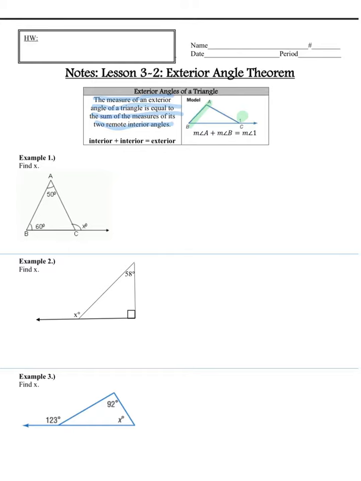Alright, example number 1 says find x. And so we are going to look at those two remote interior angles. Those two angles would be 60 degrees and 50 degrees. So I'm going to say 60 degrees plus 50 degrees equals x. 60 degrees plus 50 degrees is going to give us 110 degrees, so x would be equal to 110.